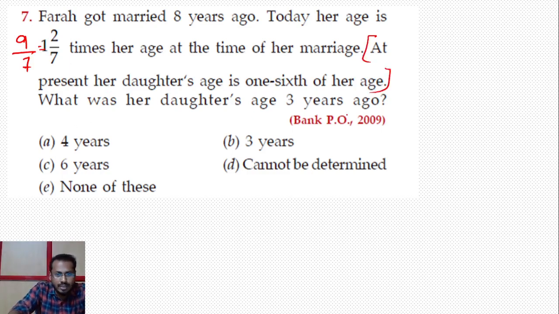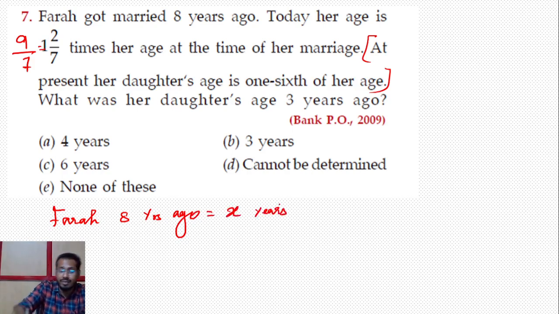This is one statement. What is the other? 3 years ago. So first find the present age, then we go for 3 years ago. Farah got married 8 years ago, so let's take 8 years ago, her age at marriage, as X years. Then today it will be X plus 8.